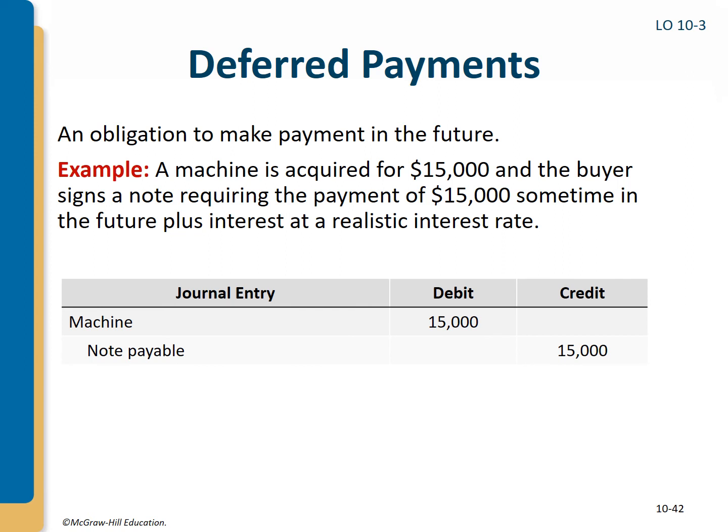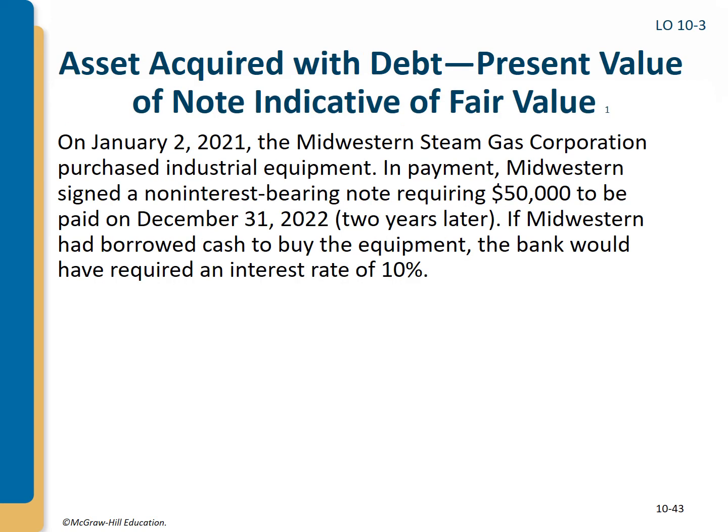Well, in this case, you're buying the machine today. The price is $15,000. Debit machine, credit notes payable. Then in the future, when you pay it off, you'll pay off the $15,000 plus interest. But what if you have this situation? The Midwestern Steam Gas Corporation purchased industrial equipment. In payment, Midwestern signed a non-interest bearing note requiring $50,000 to be paid at the end of 2 years. They usually borrow at a 10% interest rate.